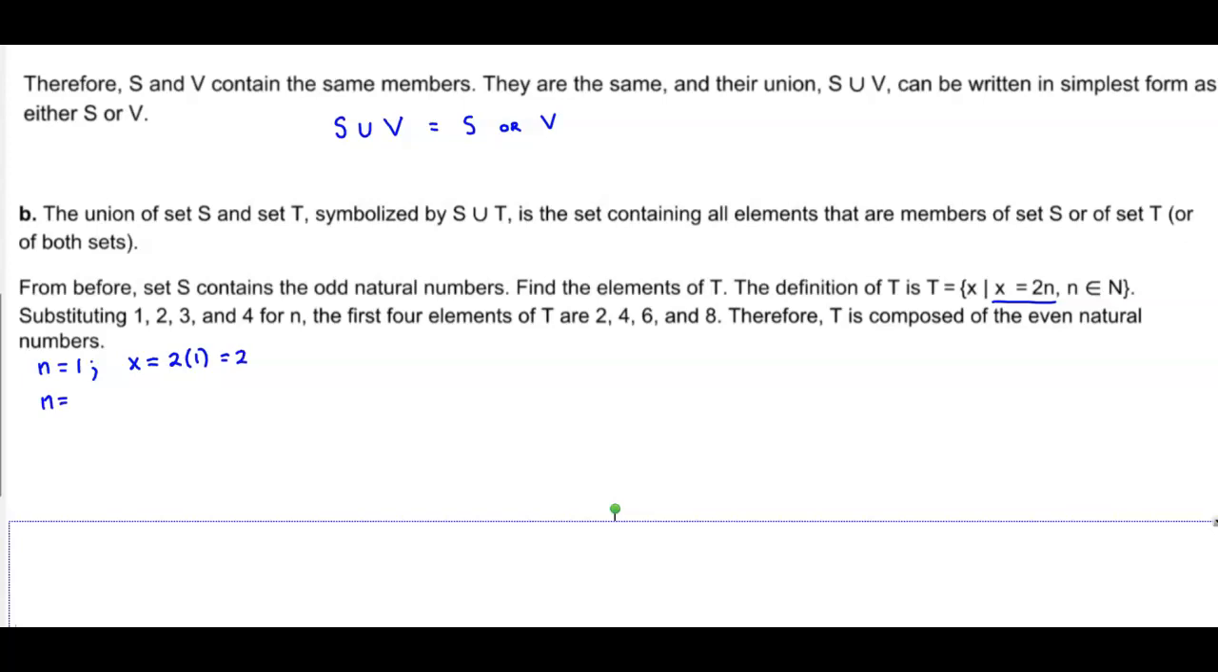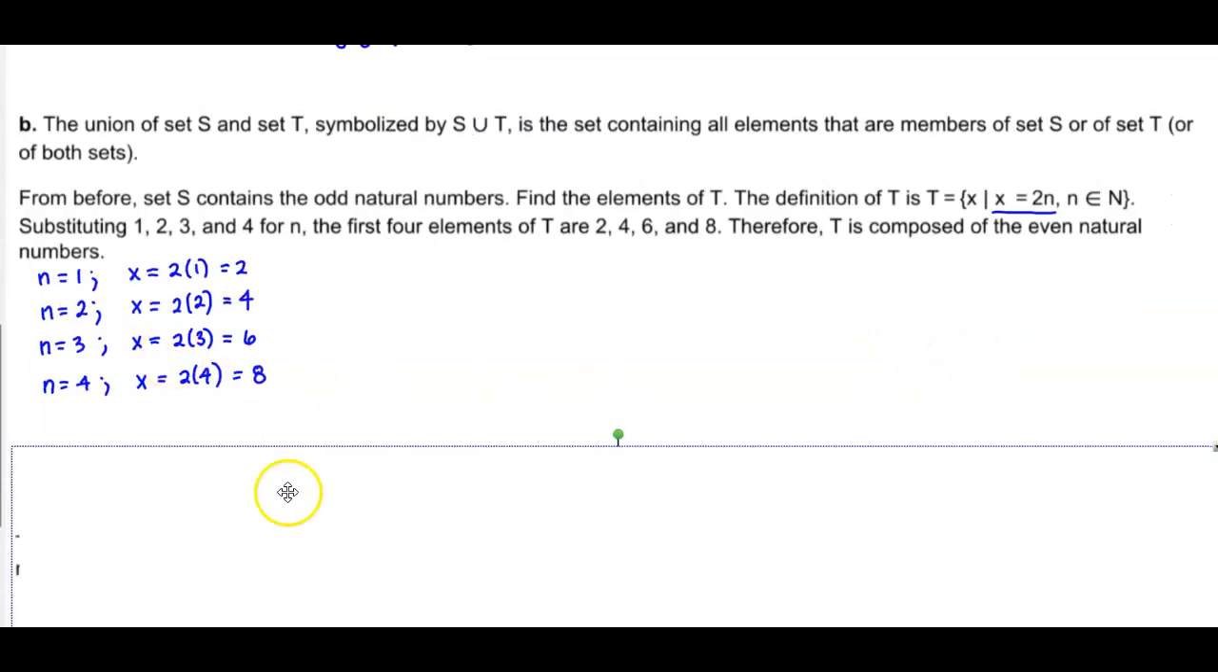If we plug in n is equal to 2, we would say that x equals 2 times 2, which gives us 4. If we plug in 3, we get x equal to 2 times 3, which gives us 6. And if we let n equal 4, then we get x equal to 2 times 4, which is equal to 8. So you can see here the first 4 elements are going to be 2, 4, 6, and 8. Therefore, T is composed of the even natural numbers.